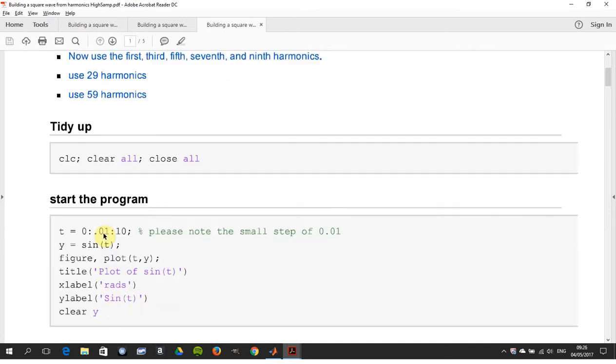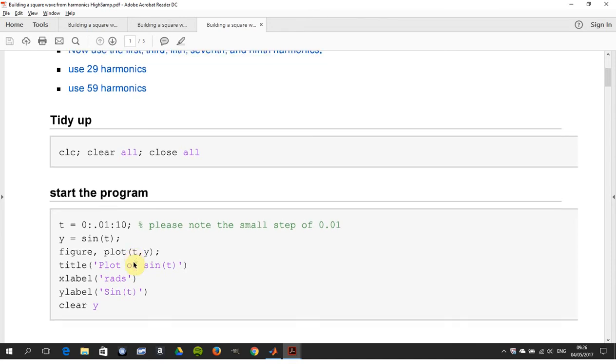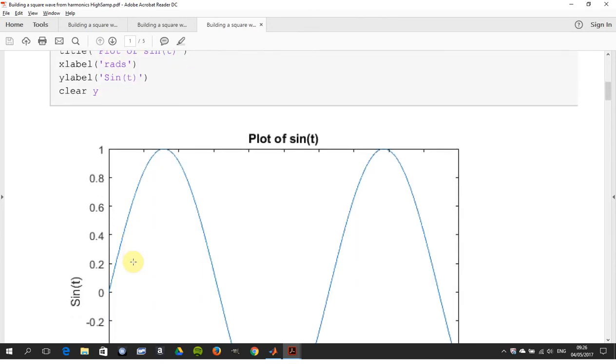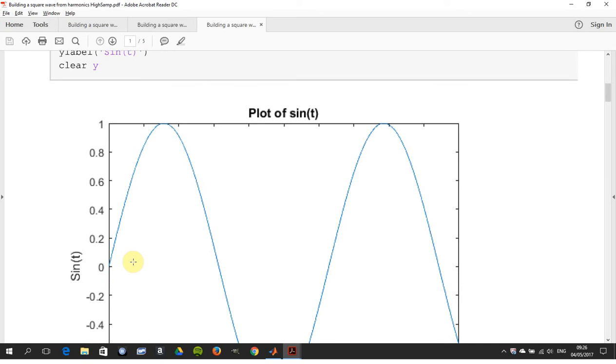But just to note here that we're doing 0 to 10 rads in steps of 0.01 of a rad. So we get the sine of t and we plot it and put the title, the x label, the y label. So let's just have a look at that. So there's the first harmonic, and that's okay.